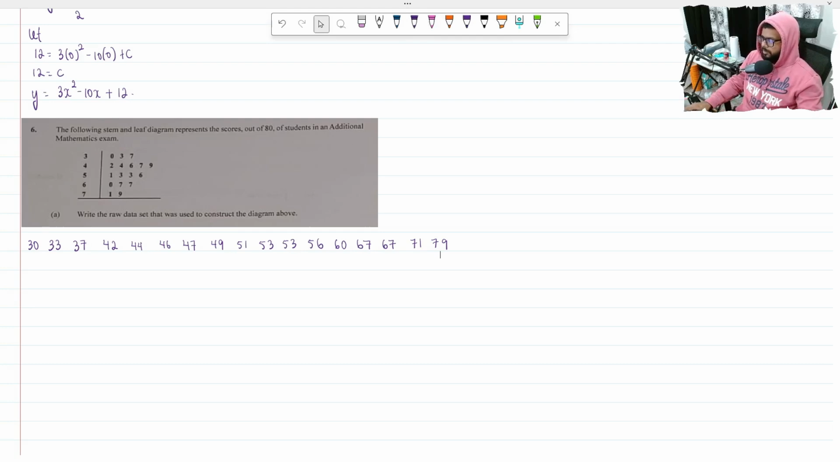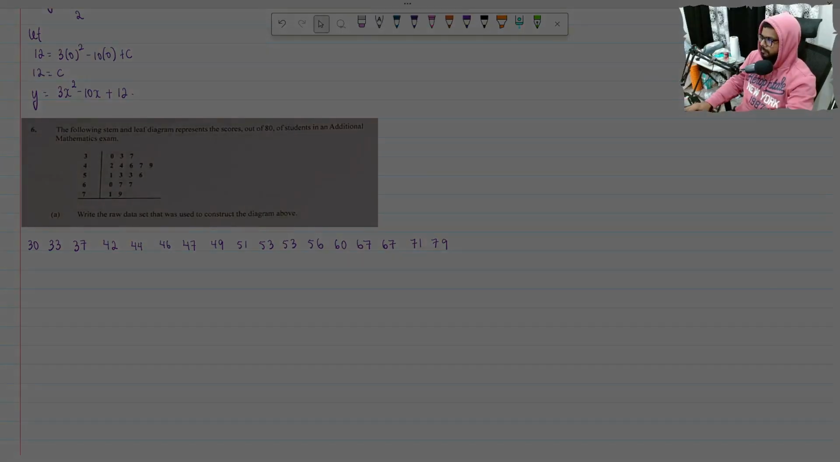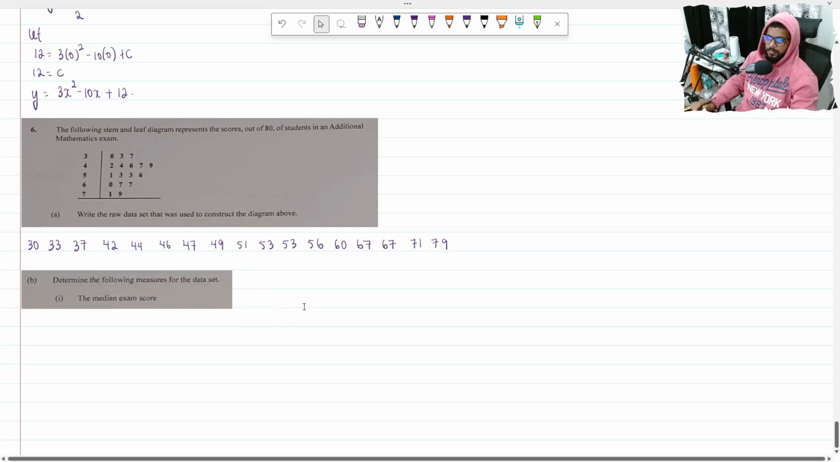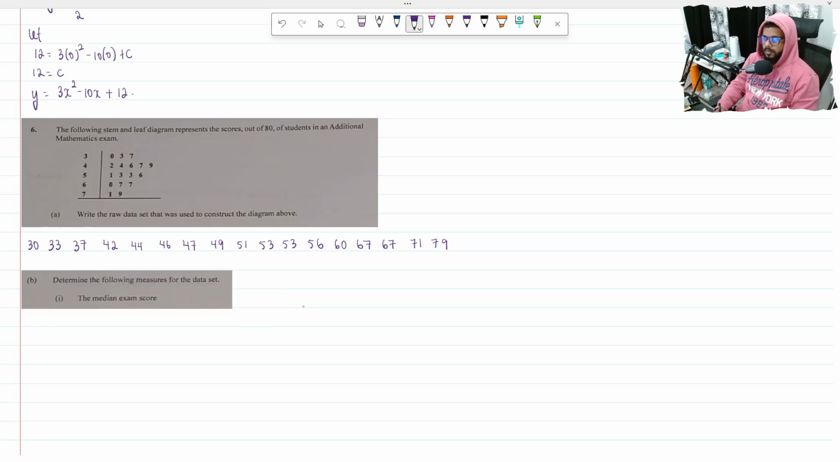Determine the following measures for the data set. First, they want the median. I apologize for the sniffles. The median exam score is the middle. You could go first with last, first with last, first with last. So let me do that. First 3 with the last 3, and first with last, then first with last, then first with last. 51 is Q2. So the median exam score, Q2, is equal to 51.